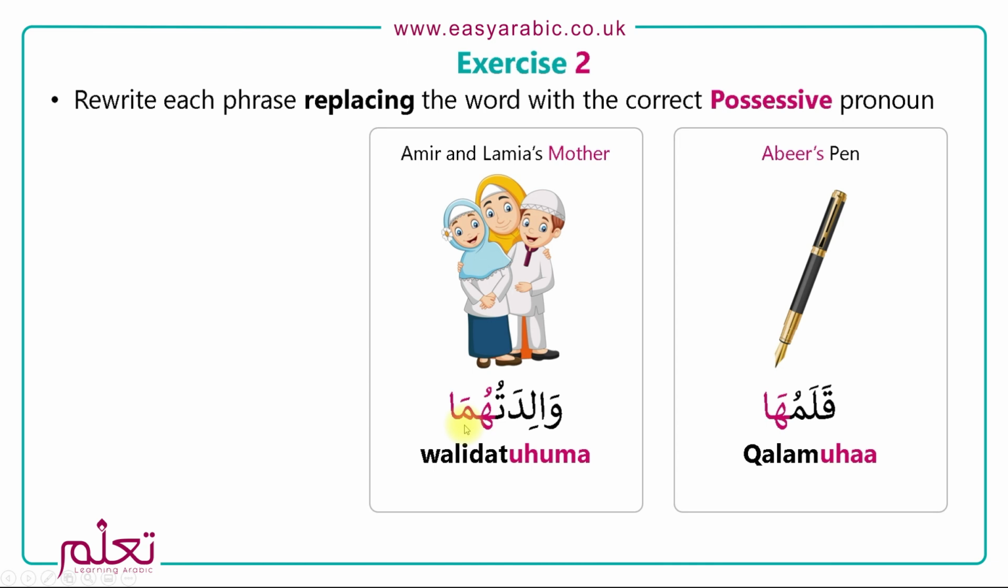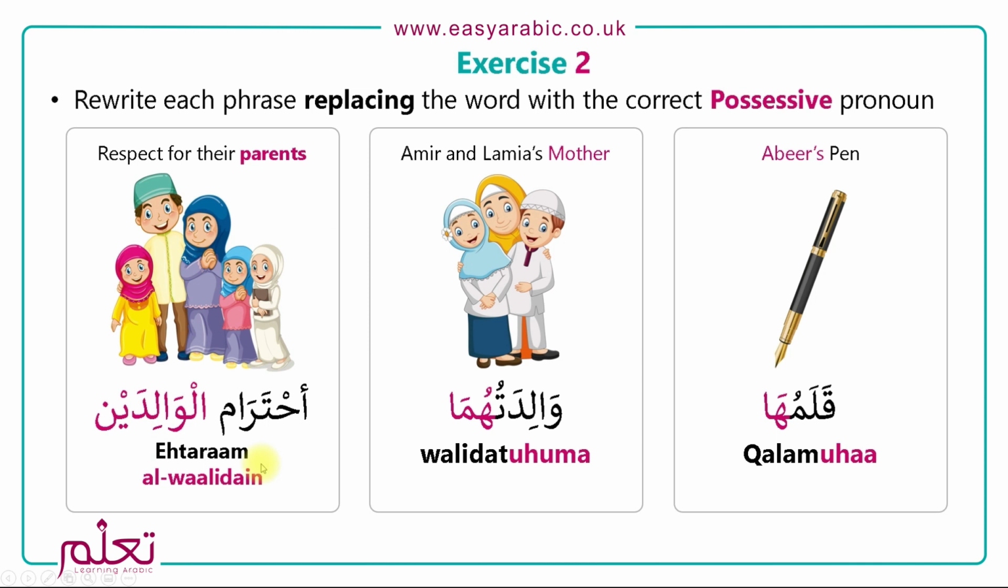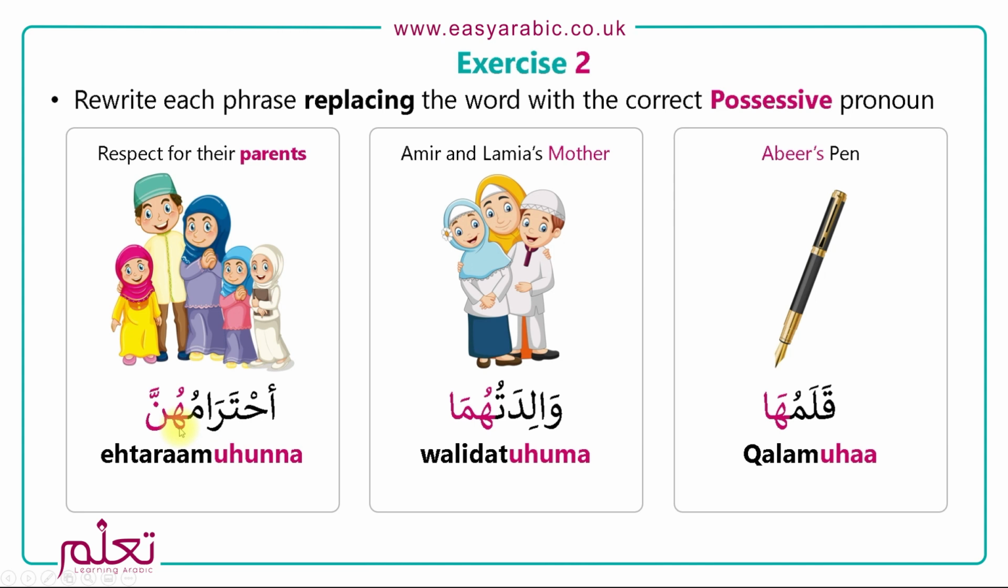Okay, next one is ihtiram al-walidain. So here we're talking about respect for their parents. When we talk about ihtiram, we're saying ihtiram for them too, but for their mother. So there are three females, so the answer is ihtiramuhunna. Ihtiramuhunna, their female mom's respect for their mom. Okay, so qalamuha, walidatuhuma.